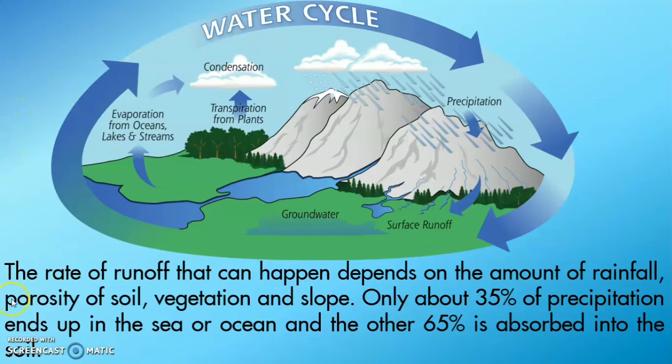slope. Children, during a runoff, only about 35% of precipitation ends up in the sea or ocean, and the other 65% is absorbed into the soil. Is it clear, children? So far, did you understand? Good.